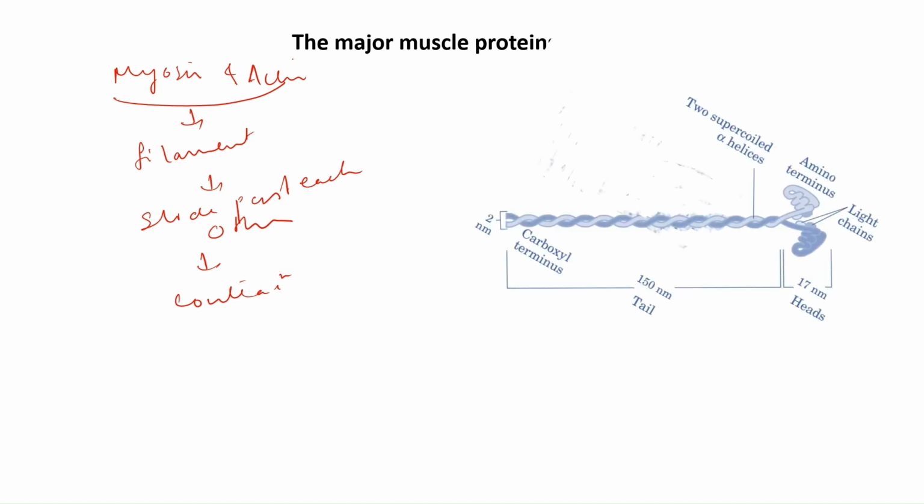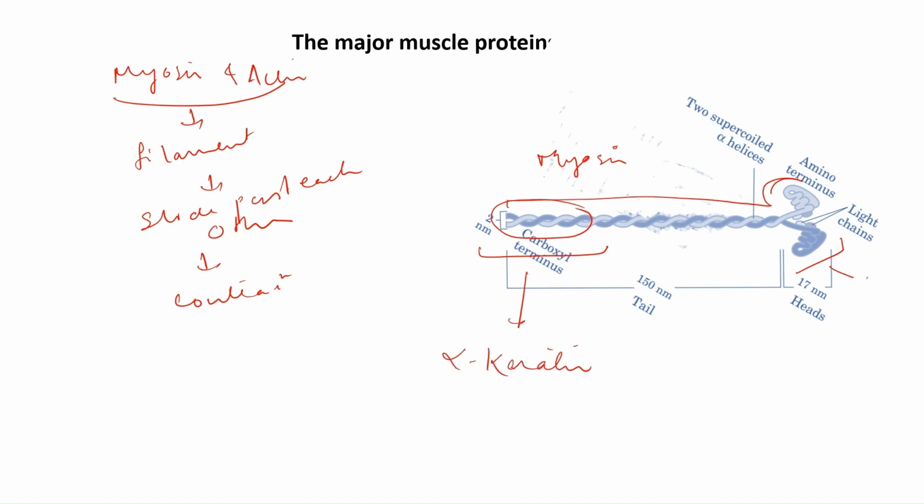Now, structurally, the myosin looks like, as you can see in the diagram. This coiled portion, including this globular head, this is myosin. It has two termini: the carboxyl terminal, and the head is the amino terminal. Now, the carboxyl terminal, if you see the structure, reminds us of alpha keratin. We also studied in the previous video that alpha keratin looks like a coiled coil structure. So here also the myosin carboxyl terminal looks like a coiled coil alpha keratin structure.